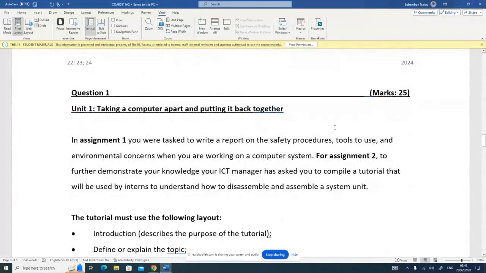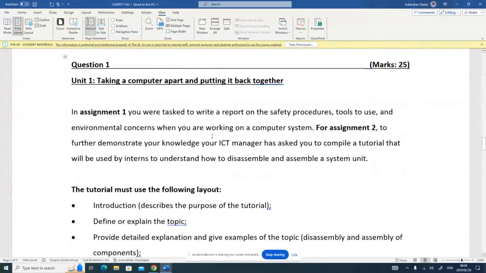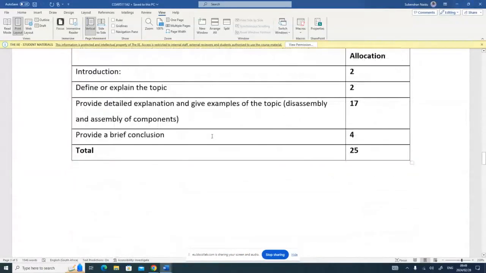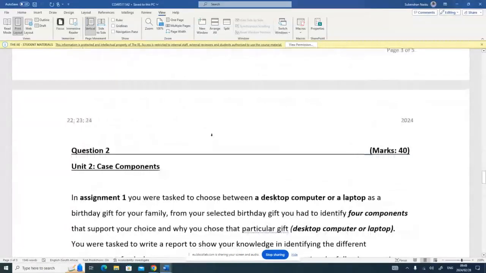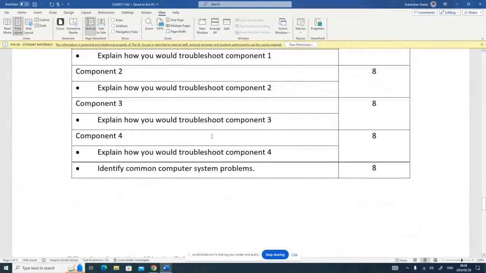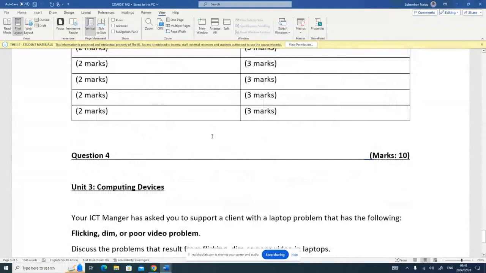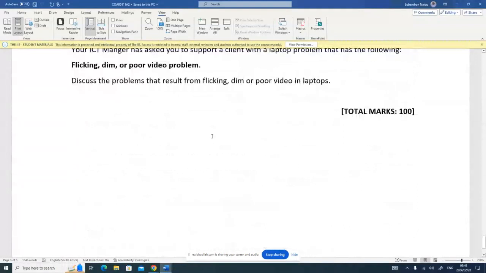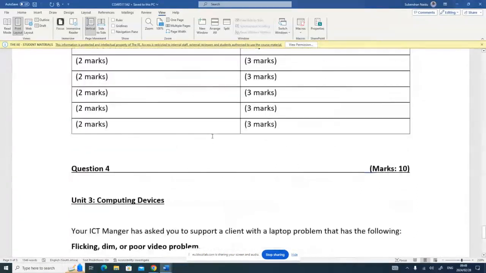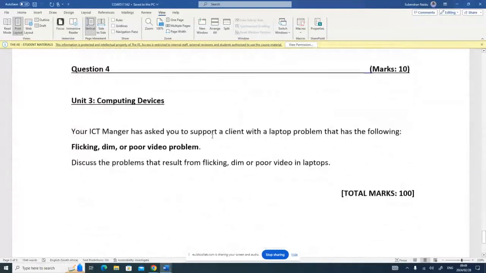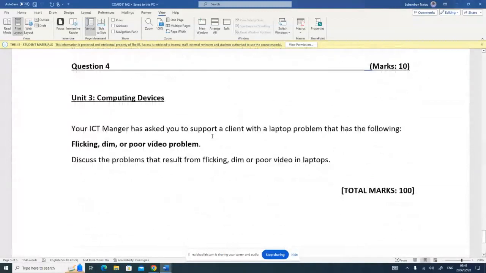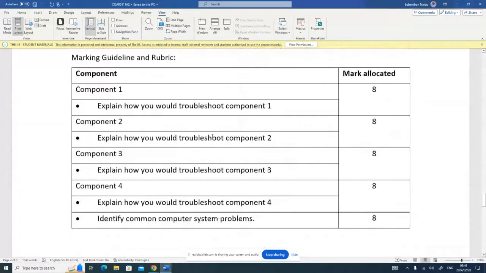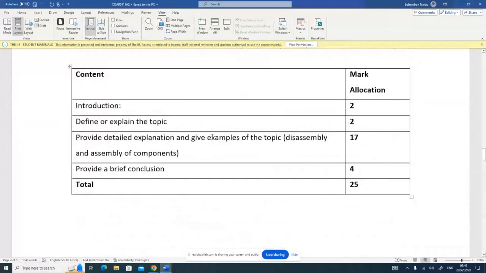This is the correct version, 2024. First, I'm going to skim through and see how many questions. There's question 1, question 2 on case components, question 3 on computing devices, and then question 4 also on computing devices. So I can see in this assignment there are 4 questions. So let's understand each question now.